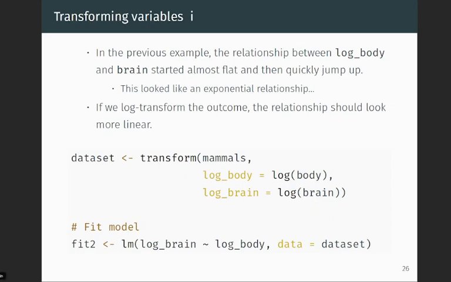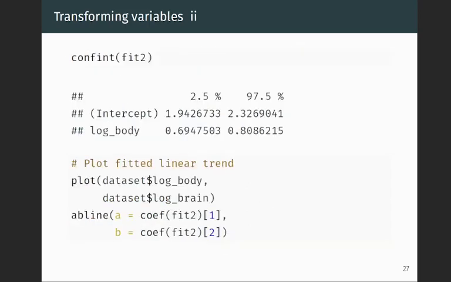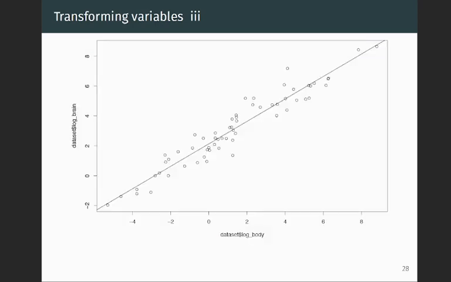Now if I fit this model of LM of log brain tilde log body, we can again compute the confidence intervals and look at the diagnostic plots. So let's start with the first one. Covariate on the x-axis, outcome on the y-axis, and then the fitted linear line added on top of it. We can see now that actually it's a very good description. So the line is going through most of the points, and there's some random variation below and above that line, but the fit is pretty tight. There's no large values that are very far from the line.